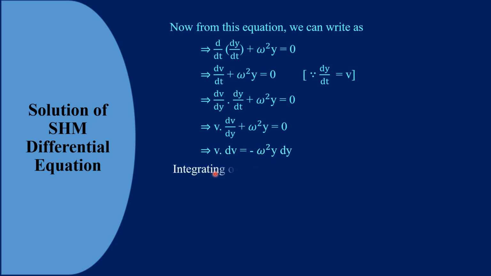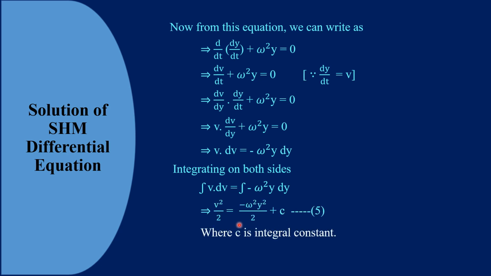Now integrating both sides, we get integral v dv is equal to integral minus omega square y dy. So this implies v square by 2 is equal to minus omega square, integral y dy means y square by 2, plus c. Here c is the integral constant. So v square by 2 is equal to minus omega square y square by 2 plus c. Say this is equation number 5.